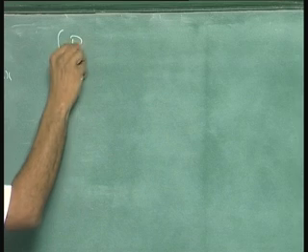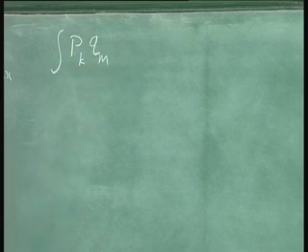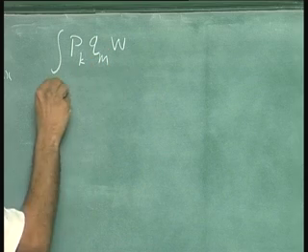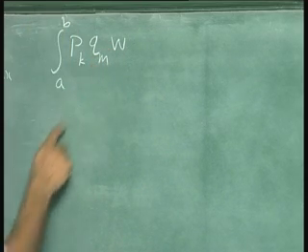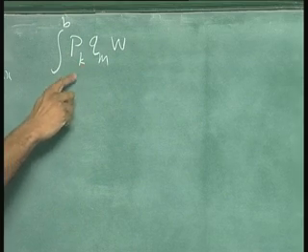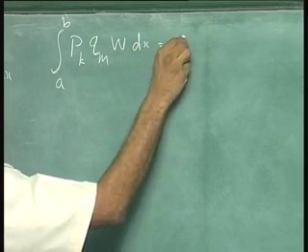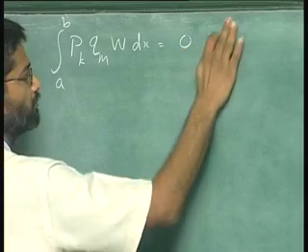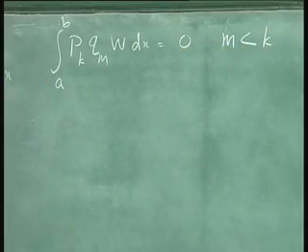So, which says that we can write a polynomial pk and qm, and then we can always write this depending upon the limits and the weights. We have to choose the polynomial such that it satisfies the limits and the weights, the integral of pk qm w dx is equal to 0 for all m less than k. That is the property which we are going to use.